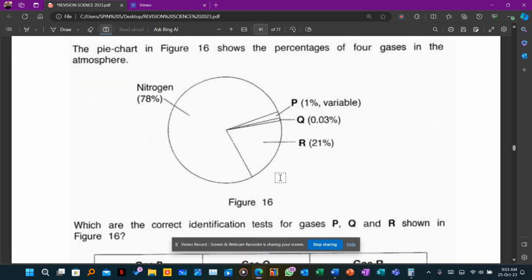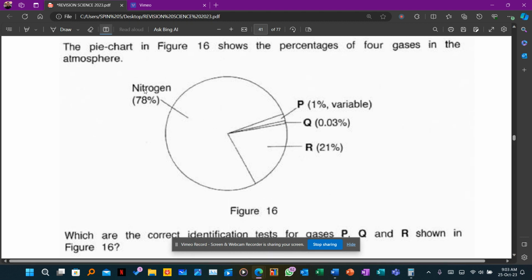Next one is about gas. Okay, so this is a quick recall. 78% of gas in the air is nitrogen. The reason why nitrogen is a lot is because it is unreactive. Therefore, if you want to identify nitrogen, it's not easy because there is no reaction or there is no specific way to identify it.